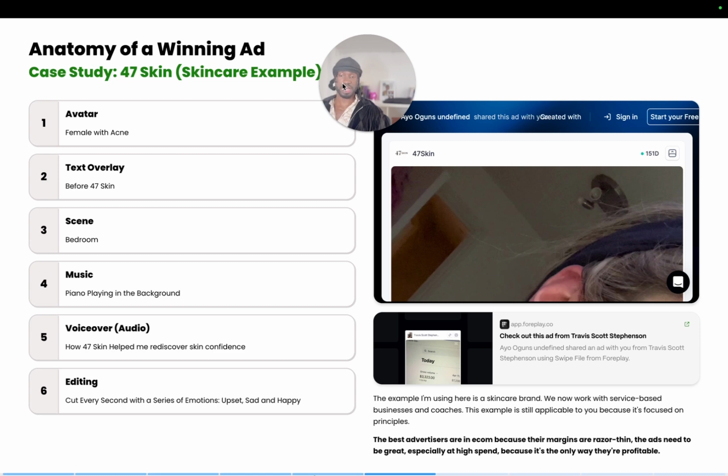Now, even though the example I'm going to be using, you might not be in that exact same business, right? You need to think about modeling the principles. We're modeling the principles of what they're doing, not their exact ad. So this example will still apply to you, okay? There's this ad over here for 47 Skin. I'm going to break down exactly how they applied these 6 principles in just the first 3 to 4 seconds of their ad, okay?